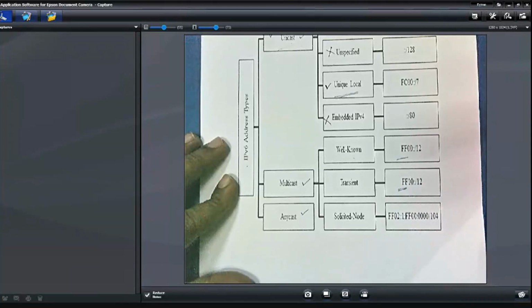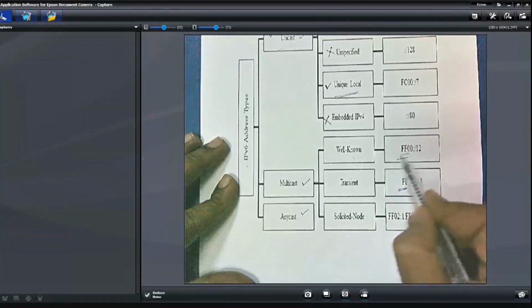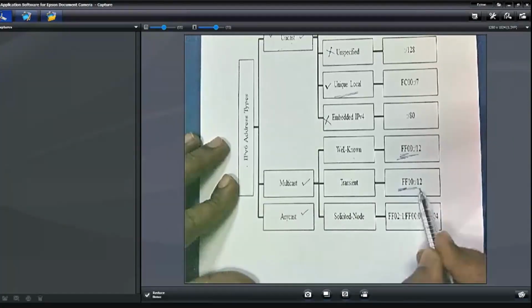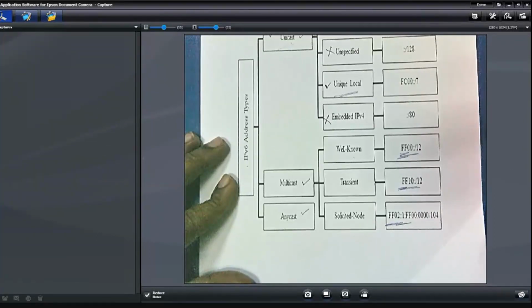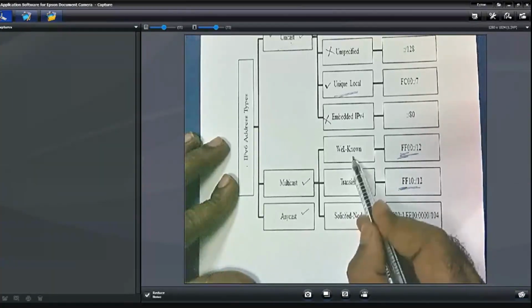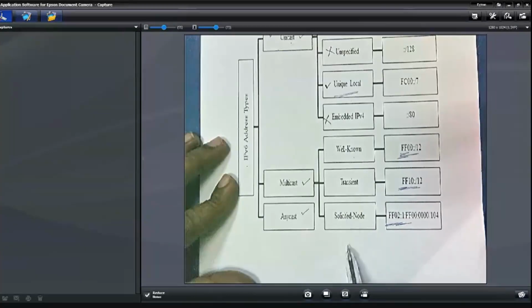Okay, a multicast IP address will usually be in the form of FF00, FF10, FF02. Mostly, it will start with FF. There are 3 types of multicast IP address available: well-known IP address, transient IP address, and solicited node.